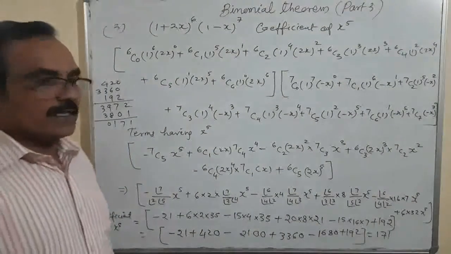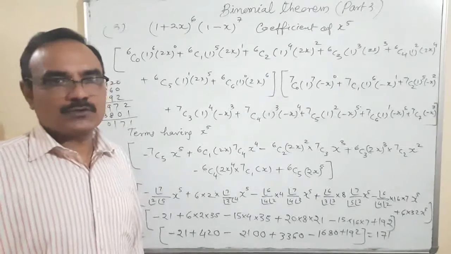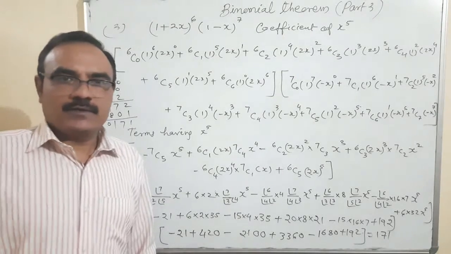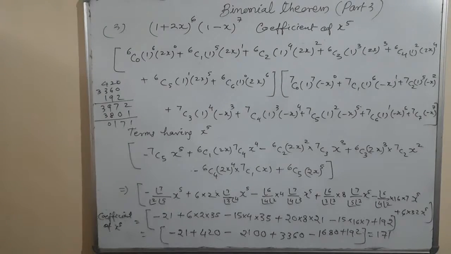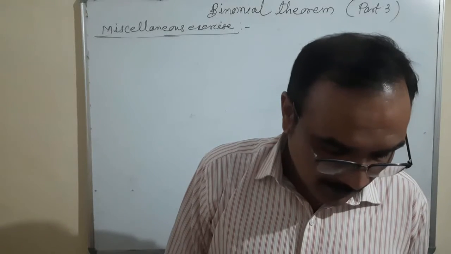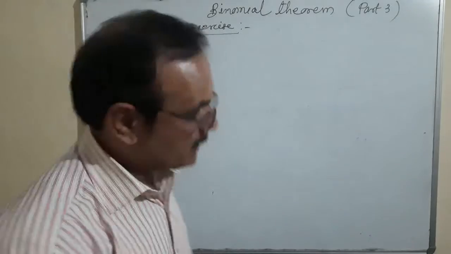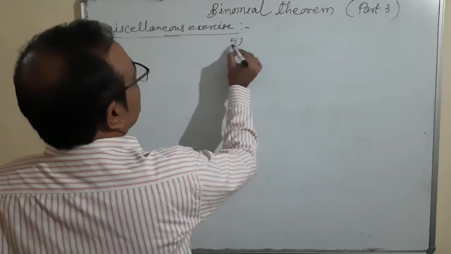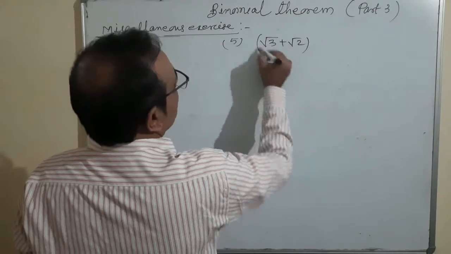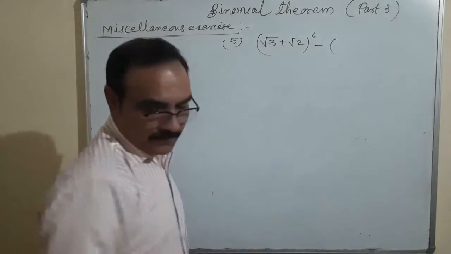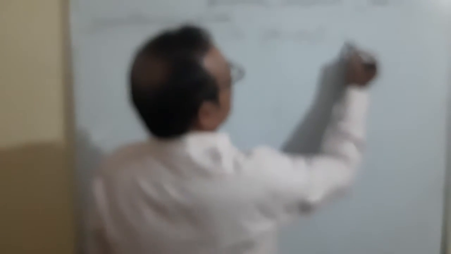Okay. So it's a lengthy calculation, but I hope you will solve it carefully. Okay. I want to select question number 5. Evaluate root 3 plus root 2 to the power 6. Fifth question. Root 3 plus root 2 to the power 6 minus root 3 minus root 2 to the power 6.